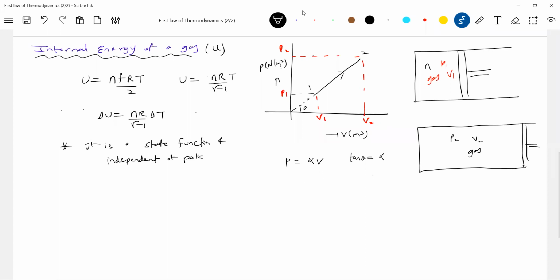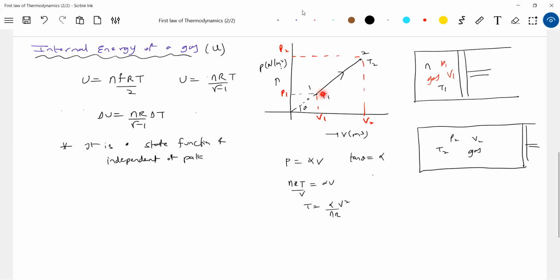Let me write it first. This will be nRT by V. So as volume increases, temperature will also increase. Therefore, the temperature of the gas here is T1, and the temperature of the gas is T2. It is proportional to this one. Okay, let's not bother with all this. So what is the process here now?